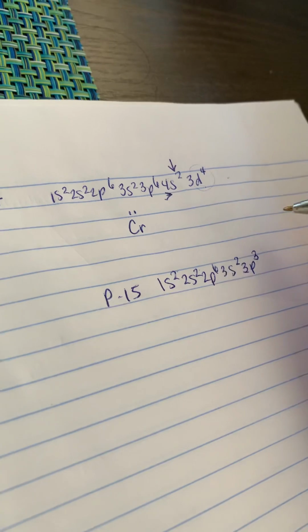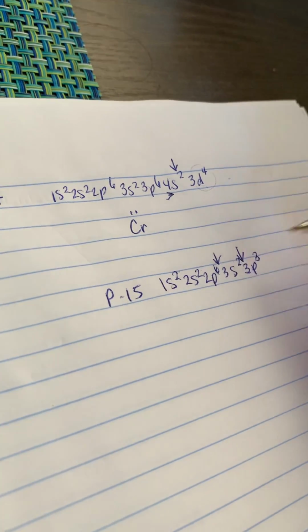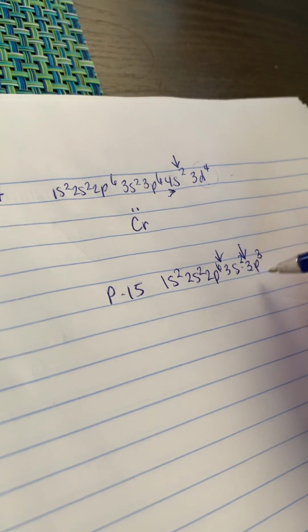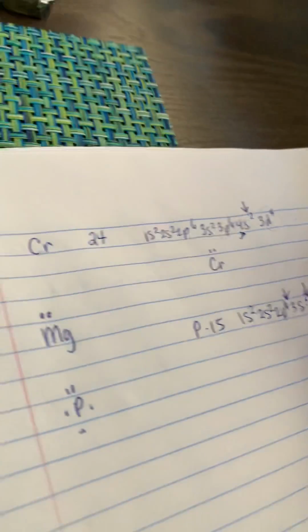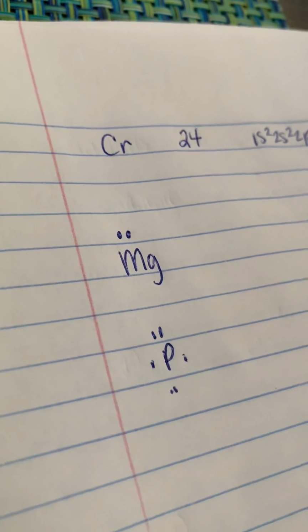Okay, so this time, if I use the same rules I did for chromium, the highest principal quantum number, that's the 3rd one, and there's 2 here and 3 there, so there's 5 valence electrons, just like the trick showed me, and so therefore it would be exactly the same picture.